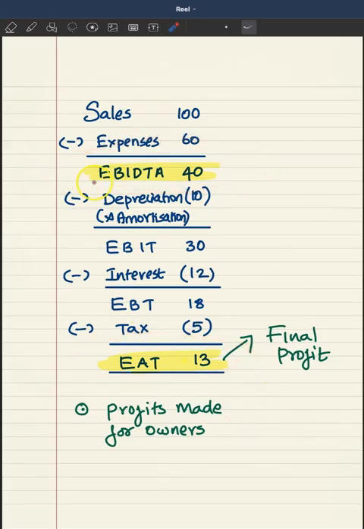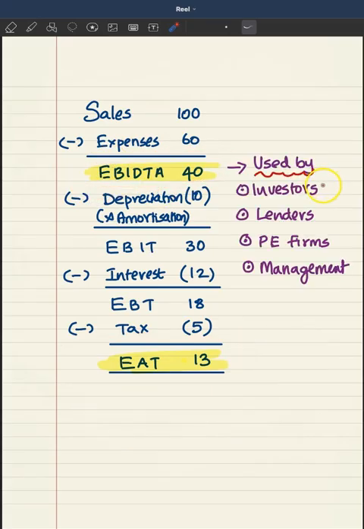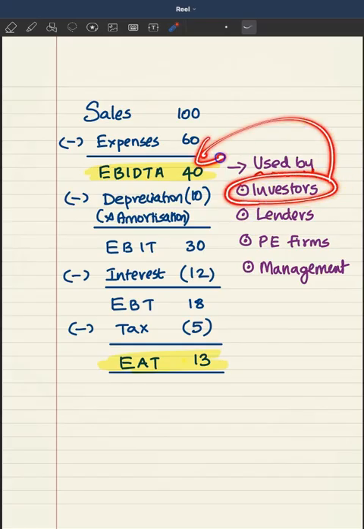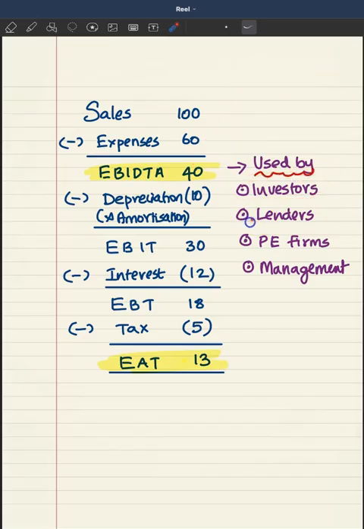Next, let's see who uses EBITDA. EBITDA is used by investors, lenders, PE firms, management for various purposes. Investors, they are going to look at EBITDA, and EBITDA multiples are going to be considered in valuations. Lenders will be looking at EBITDA to understand the overall operational efficiency. PE firms, again, yes, they are going to look at EBITDA multiples and also to understand operational efficiency, and management for various analysis and decision making matters.